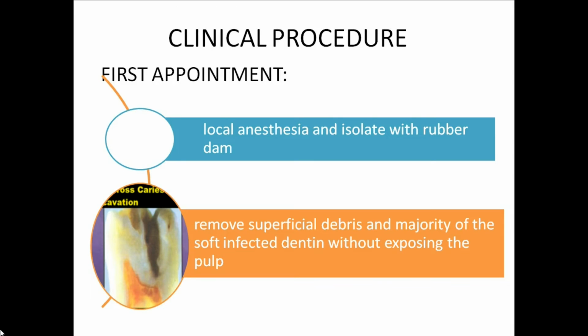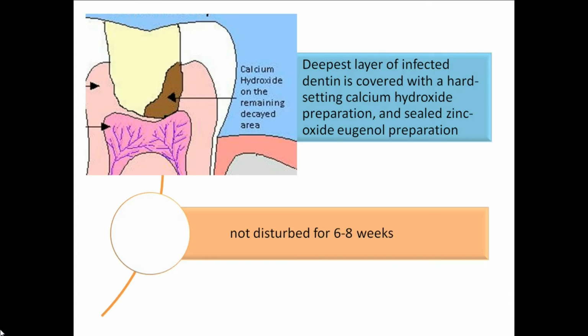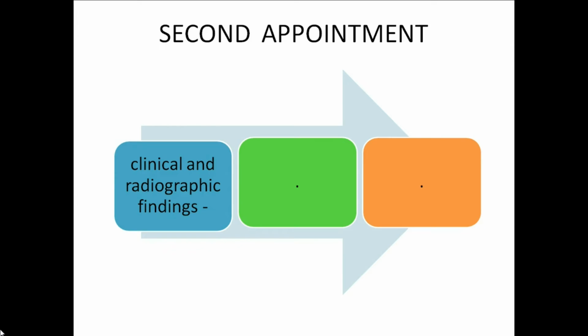For indirect pulp capping treatment, in the first appointment, the dentist will locally anesthetize the tooth and isolate it with a rubber dam. And then superficial debris and majority of the soft infected dentine will be removed without pulp exposure. The deepest layer of infected dentine will be covered with calcium hydroxide and then sealed with zinc oxide eugenol. The tooth will be left undisturbed for 6 to 8 weeks. In the second appointment, if the clinical and radiographic findings are negative, the pulpal floor will be covered with calcium hydroxide, and then the final restoration will be done.